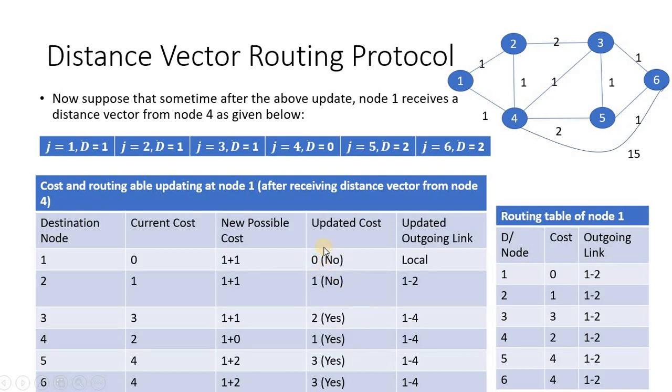And the updated cost is 0 for node 1 itself. Node 4 and node 2 have sent to 1, its cost 1, and node 1 obviously knows that it is the same node, so the updated cost should be 0. So there are no updations for node 1 and node 2. There are updations to 3, 4 and 5, 6 with the routing table, whatever 4 has sent, the routing information. So these are the updated information.